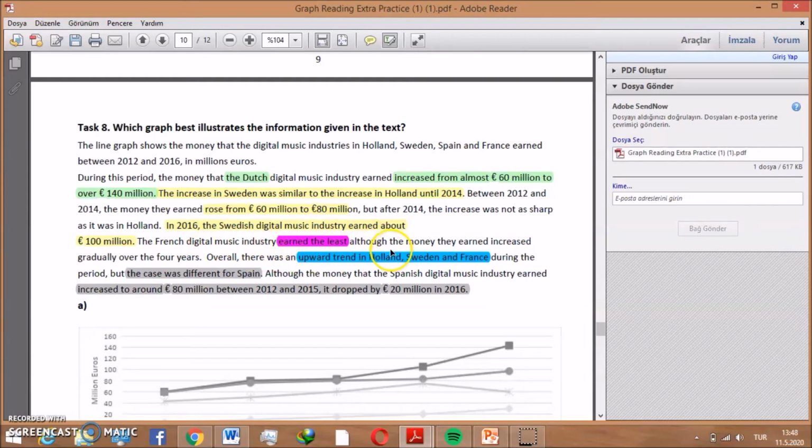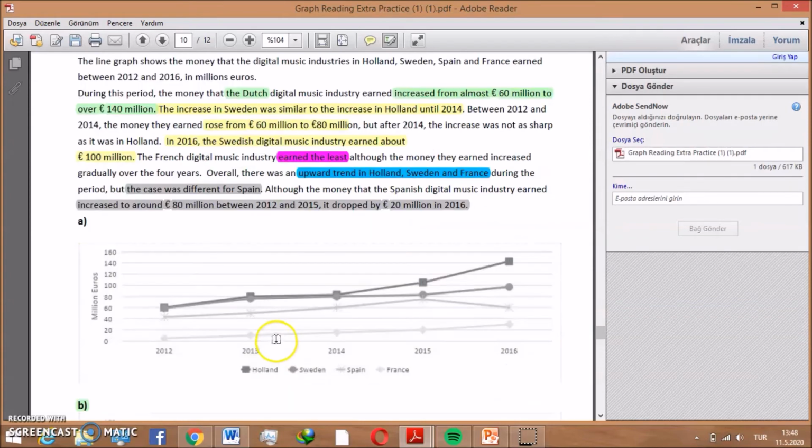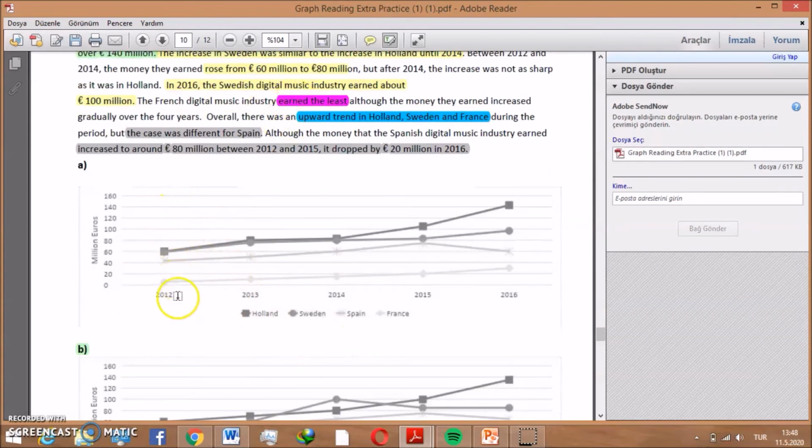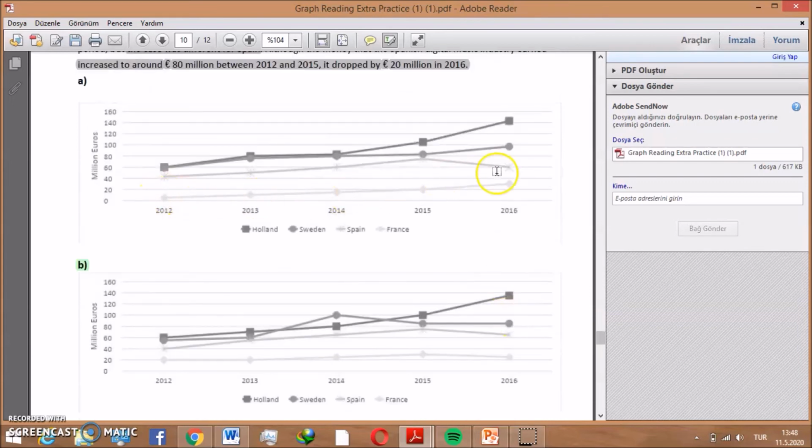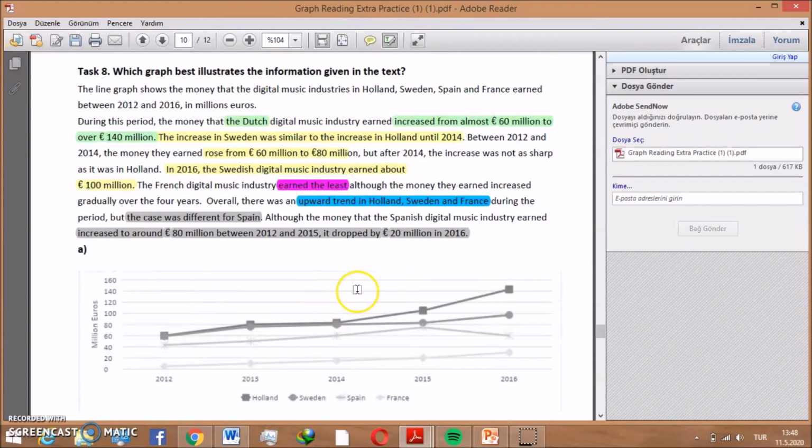The French digital music industry earned the least. Superlatives are important, by the way. But the money they earned increased gradually over the 4 years. So if it is the least, it means it should be somewhere at the bottom. So France is this. Yes, it is at the bottom here. C, yes. So that is correct too. But does it increase? It does not increase here. So it is increasing here, but it is the same from 2013 to 2016, but in A it is, yes, gradually increasing. So I would say our answer is A, but let's continue to check the rest of the information.